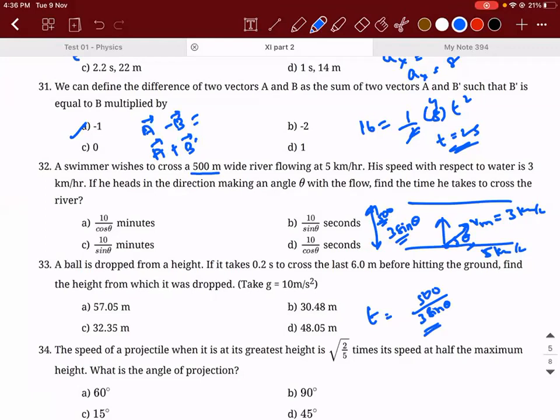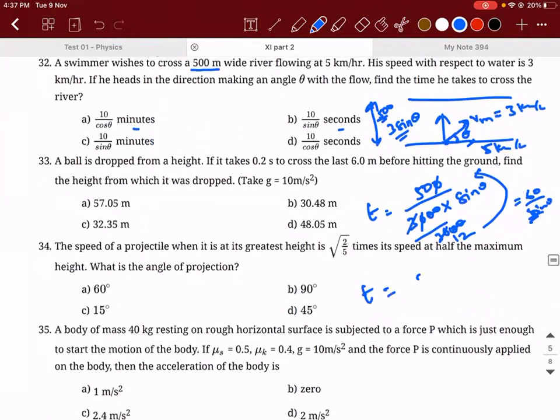But 3 is in kilometer per hour. Okay, so 500 is in meter. 500 divided by 3 into kilometer. I should convert it to meter. So it becomes 3000 into sine theta, divided by meters. Minutes are given, seconds are given. So how should I do? 1 hour is how many seconds? 3600. Let me cancel this and see. 60 divided by sine theta, correct? 60 divided by sine theta is in seconds.